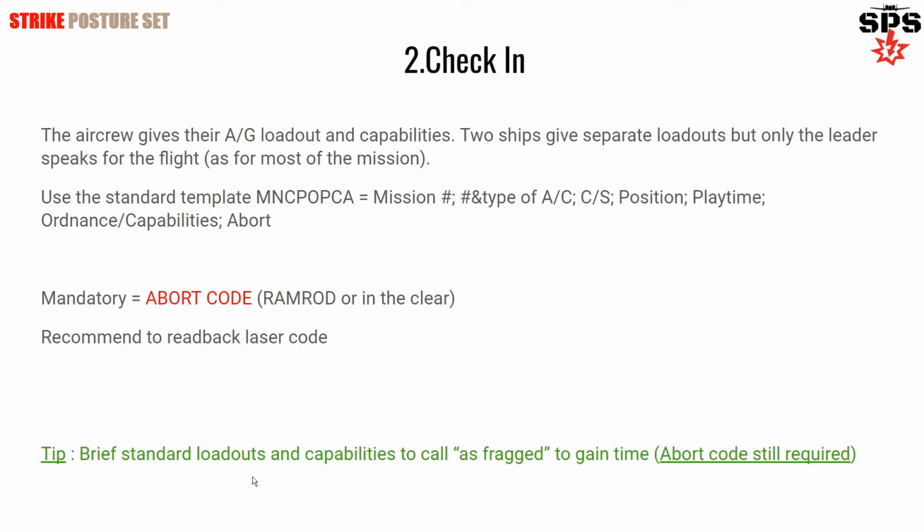So now moving on to the check-in. The aircrew gives their air-to-ground loadout and capabilities, so don't state your air-to-air missiles. I hear that from time to time, but it's no big deal, it's just losing those precious seconds. And the two ships will be led by the flight lead, so the flight lead has to do it for the Dash 2. So flight lead will have to prepare the check-in with the Dash 2 ordnance as well.